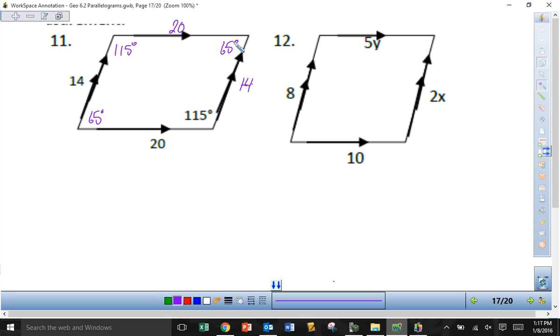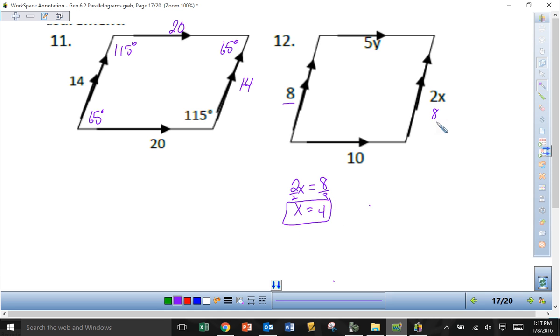If we take a look at number 12, again, all of these are parallelograms, so we know opposite sides and opposite angles are all congruent. So let's look at this. Here we're just given sides, so we know this is 8. This would have to be 8 as well. So if this is 2x, but it's also 8, we could say that 2x is equal to 8. Then we can solve by dividing by 2 on each side. x equals 4.